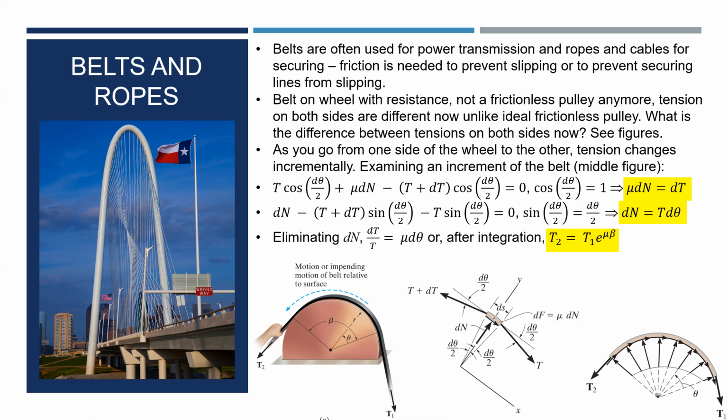Okay, belts and ropes, next topic. Used for power transmission. Friction is needed to prevent slipping. A timing belt, by the way, has square teeth. It's a lot like a gear, and that is where you need precise timing. You want to absolutely guarantee no slip.